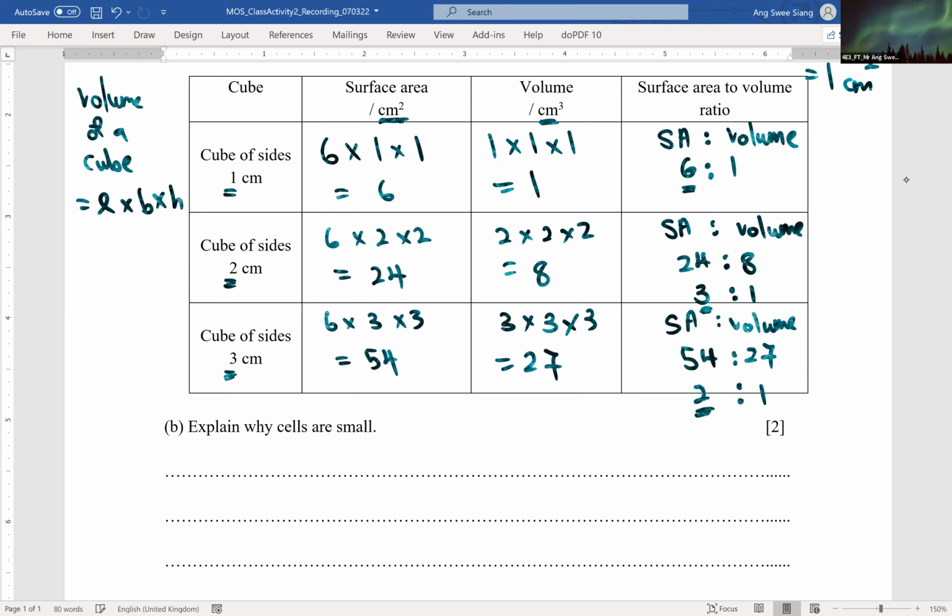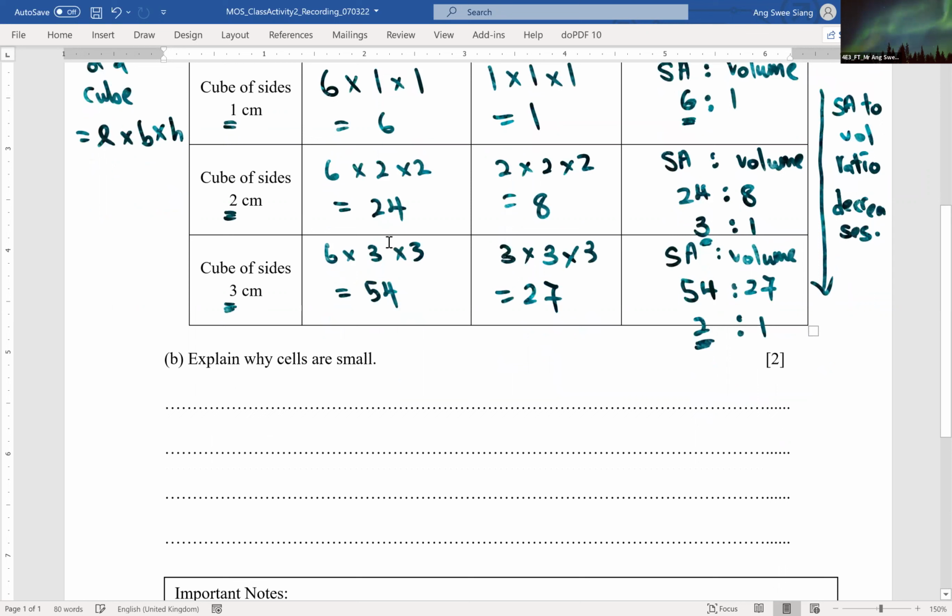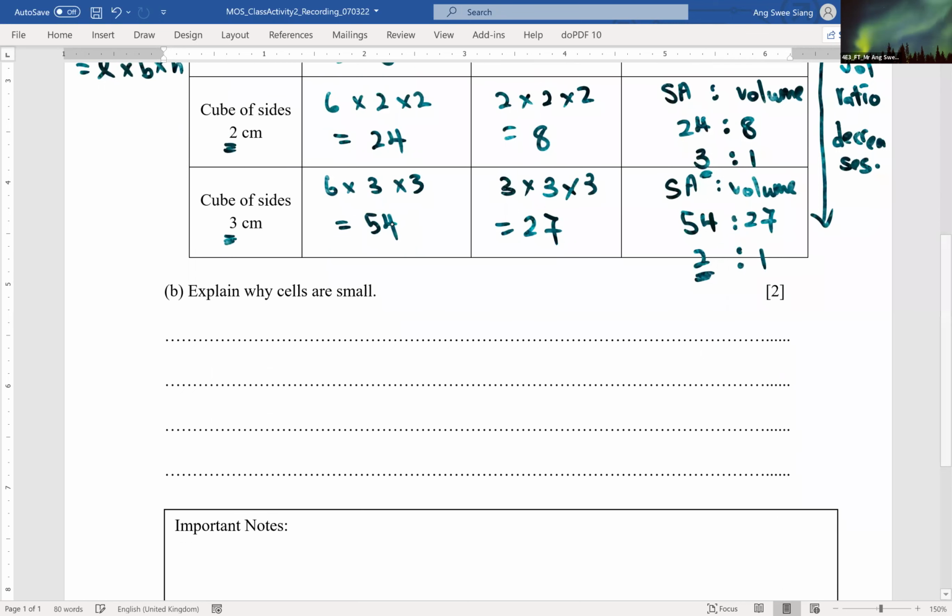You see that the surface area to volume ratio decreases. The surface area to volume ratio decreases down the column. So this is for 1A. Then 1A is actually a hint for question 1B. 1B is actually asking you, explain why cells are small.